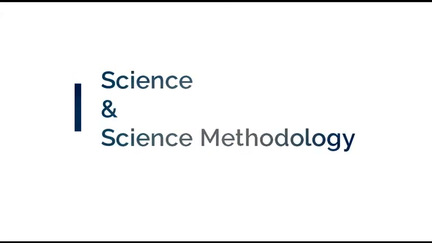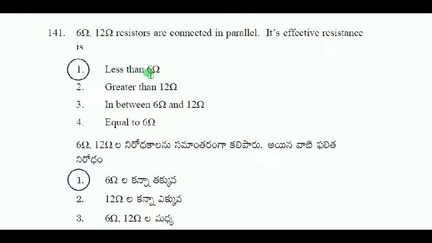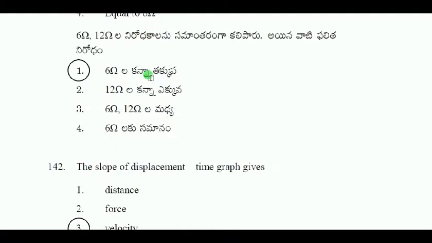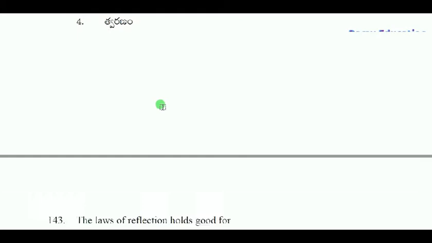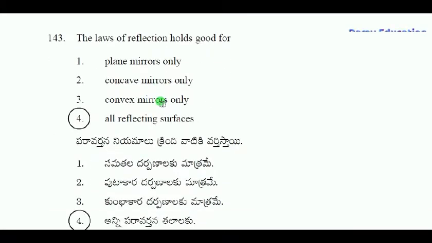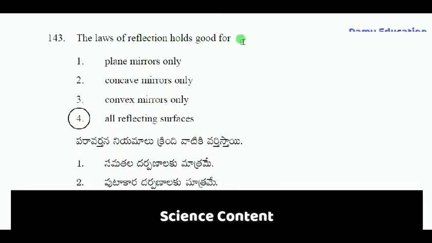6 ohms, 12 ohms resistors are connected in parallel. Its effective resistance is less than 6 ohms. The slope of displacement time graph gives velocity. The laws of reflection holds good for all reflecting surfaces.